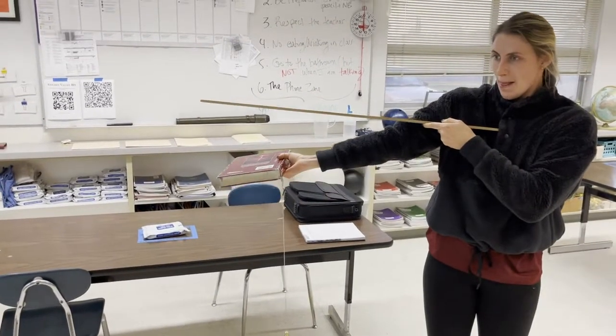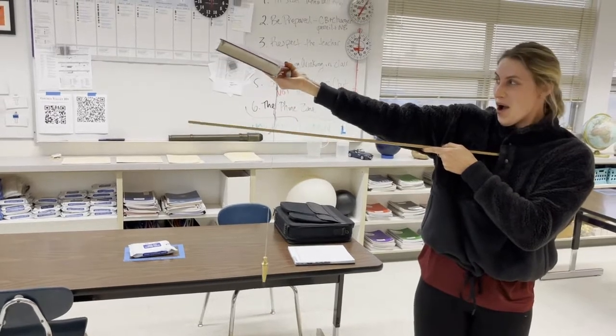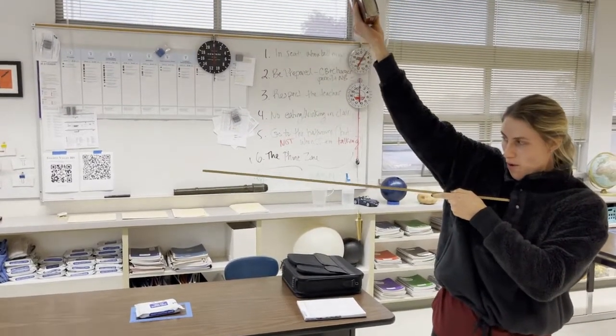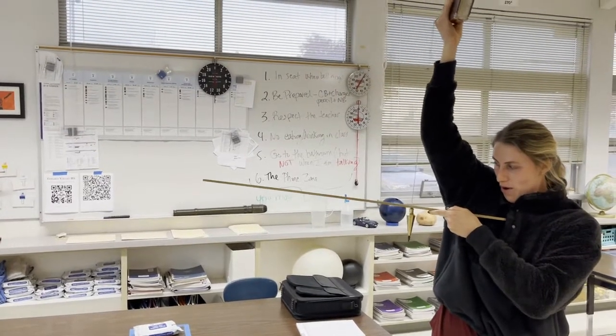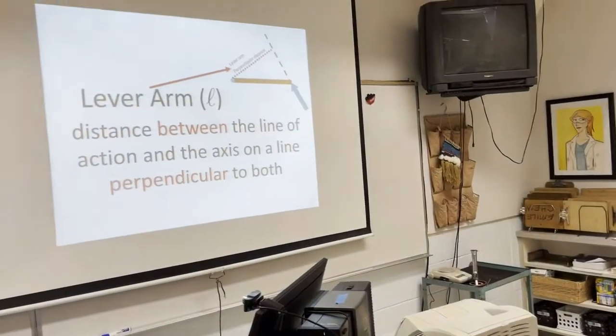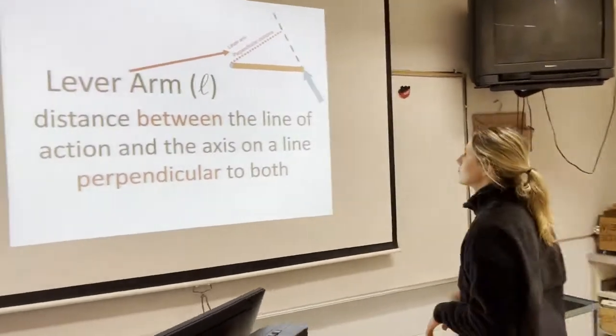Feel the burn. Do you see me shaking? Yeah, I can feel it. And the lever arm gets shorter and shorter, and the pain goes away. Why is that? So there are three different things: the axis of rotation, the line of action, and the lever arm.